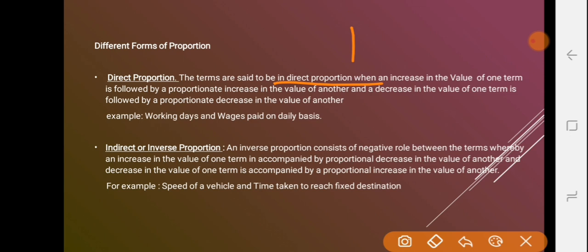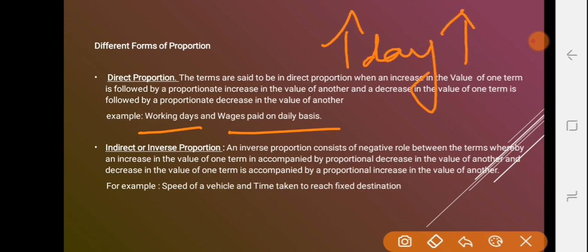Okay, so we can take an example of working days and wages paid on a daily basis. See, if you are working on a daily basis and there is an increase in the number of days you work, the wage you receive also increases, right? So an increase in one quantity leads to an increase in the other, where these two are directly proportional. That is the example for direct proportion.